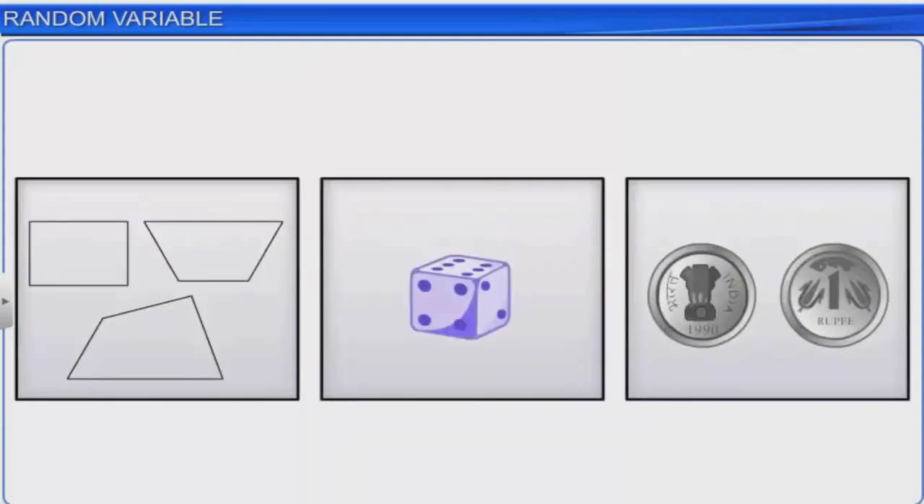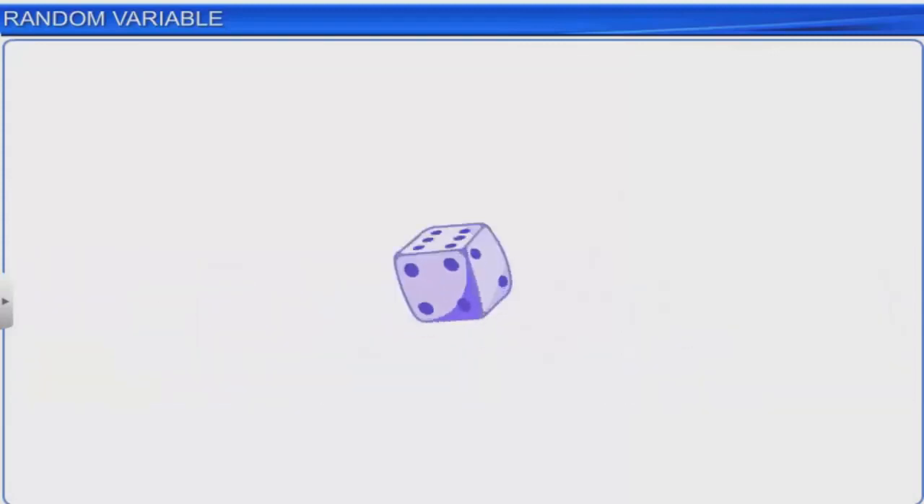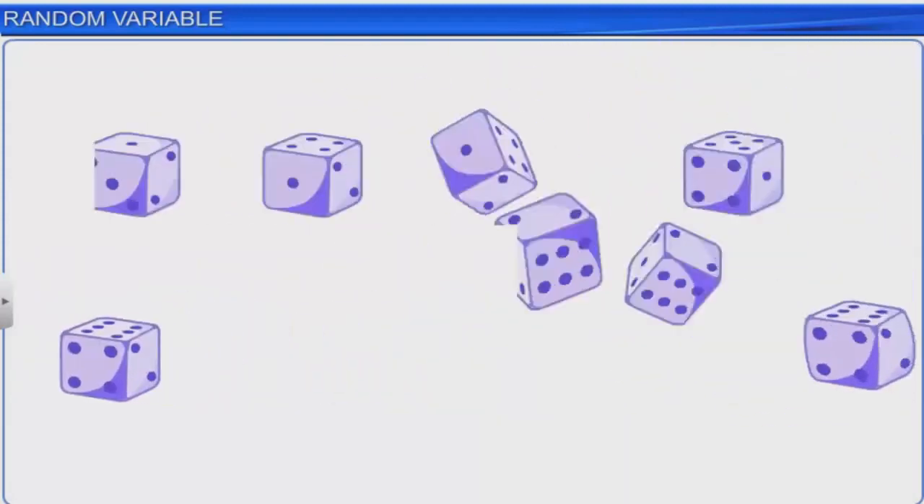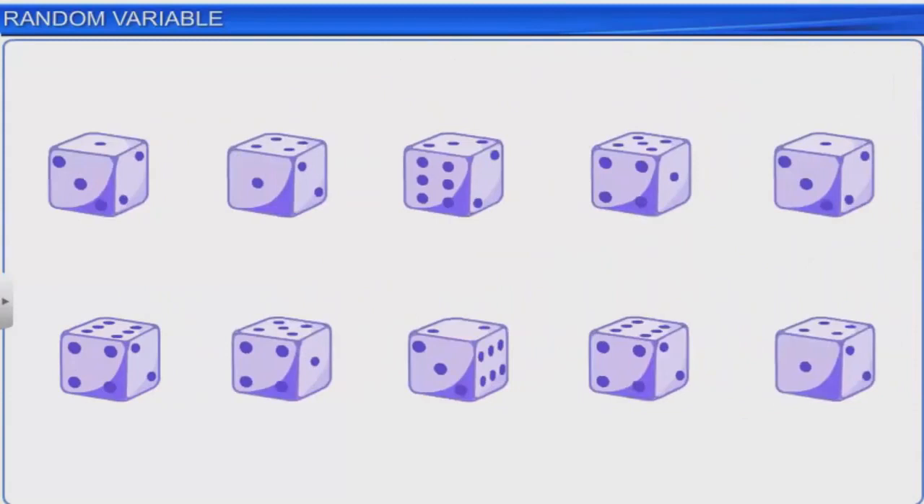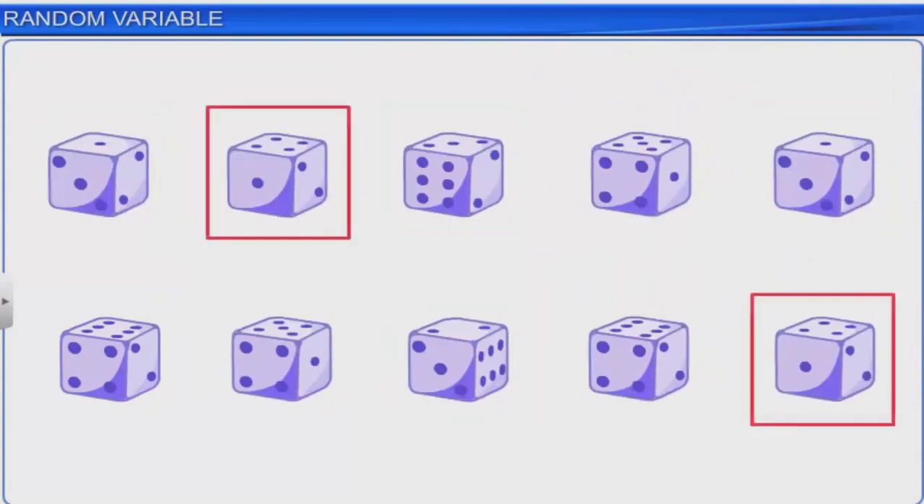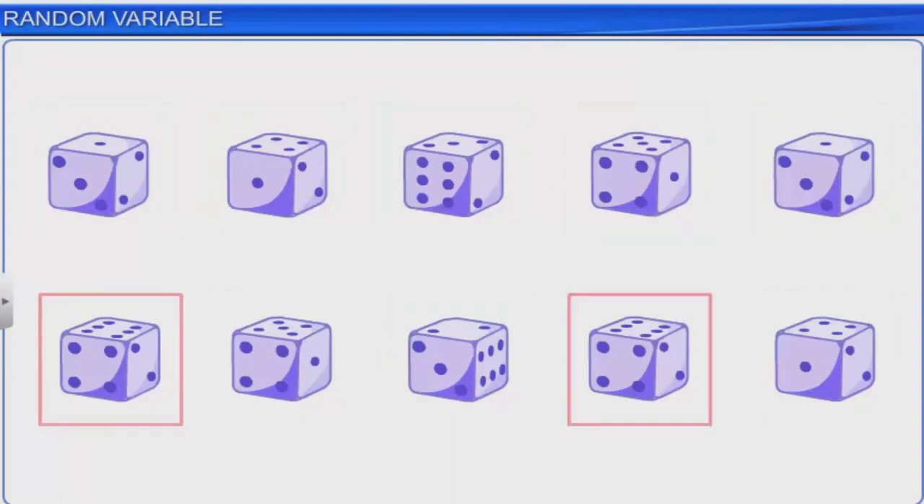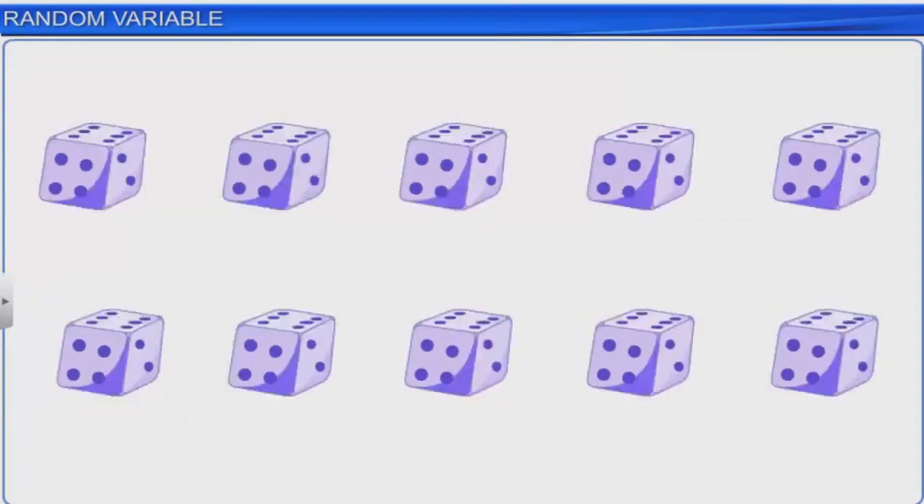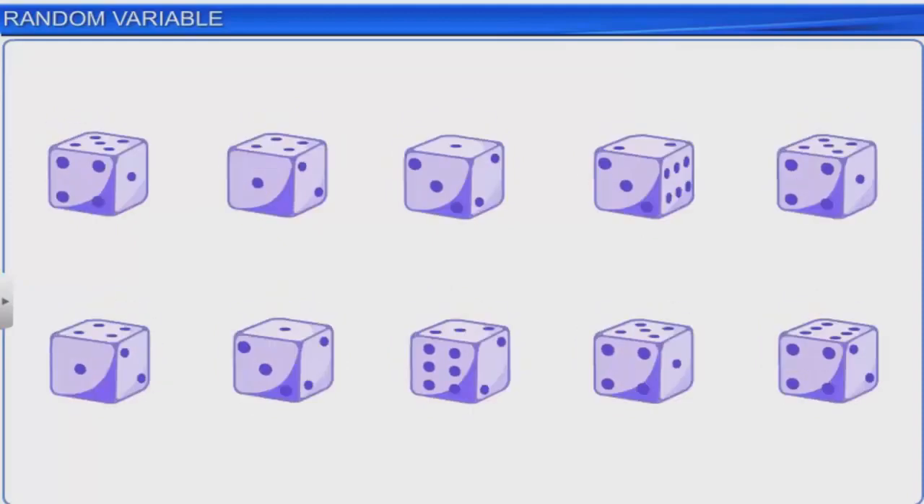In the counterpart, let's look at another example, where a die is rolled 10 times. The possible results are 1, 2, 3, 4, 5, and 6. Here, it is quite impossible to predict the result if the die is rolled once again. It could be any number from 1 to 6. Such experiments are called random experiments.